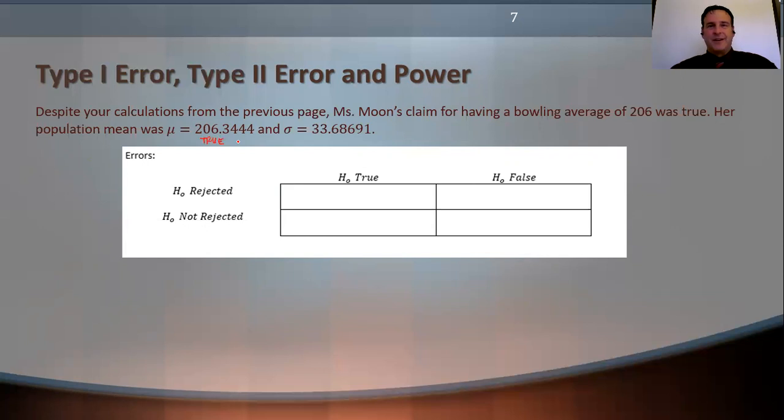Okay, and this is her population standard deviation. So what does that mean? Well, here's what it means. Imagine this. This is a population representation of all of Miss Moon's bowling scores. Her average is 206, which means that most of her scores are somewhere around here.